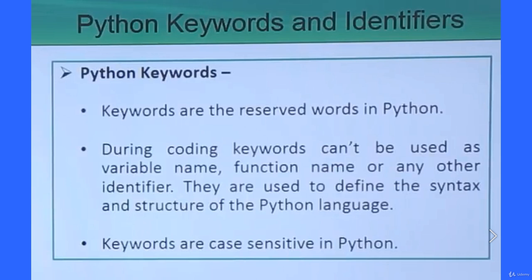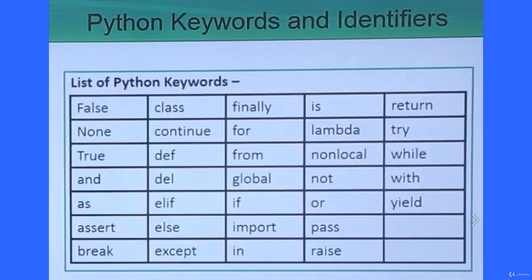In our Python tutorial, we will be using almost all keywords in different sections as required. Keywords are case sensitive in Python. This is the list of different keywords available, and you can find that we have 33 keywords, in 5 columns and 7 rows. All these keywords will be discussed in the next videos as required, because without them we cannot write our code.